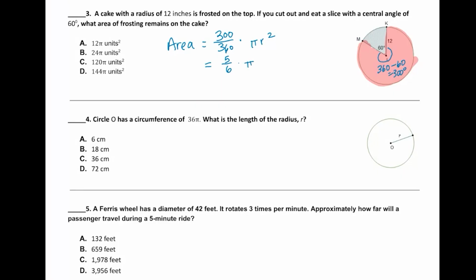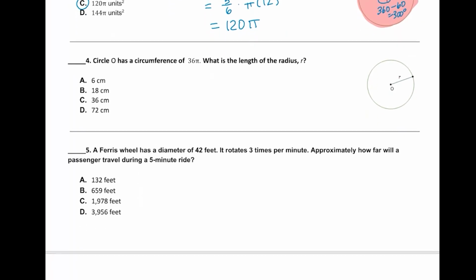So times pi, the radius here is 12, and so here we need to do 12 squared times 5/6. 12 squared is 144, and if I multiply that by 5/6, I'm going to get 120. So this is 120 pi square units. The answer here is C.